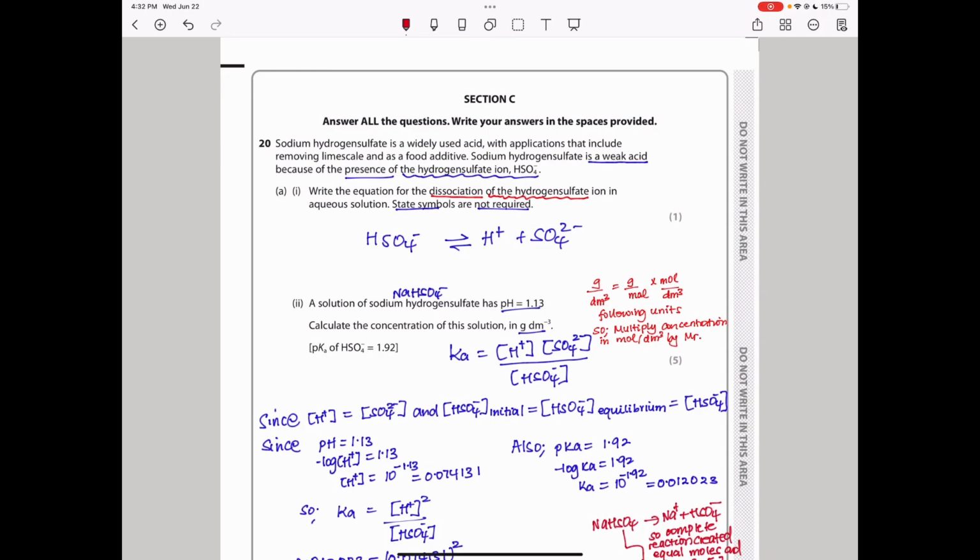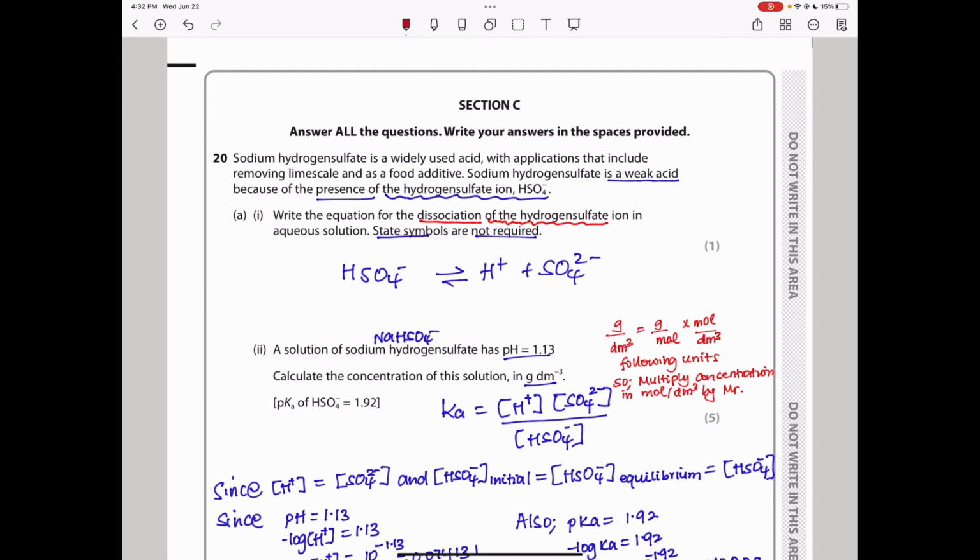Section C, this is question 20. It says, sodium hydrogen sulfate is a widely used acid with applications that include removing lime scale and as a food additive. Sodium hydrogen sulfate is a weak acid because of the presence of the hydrogen sulfate ion, as we can see here. So they say, write the equation for the dissociation of the hydrogen sulfate ion in aqueous solution. State symbols are not required. Since we are working with the dissociation of the hydrogen sulfate, it's going to dissociate reversibly.